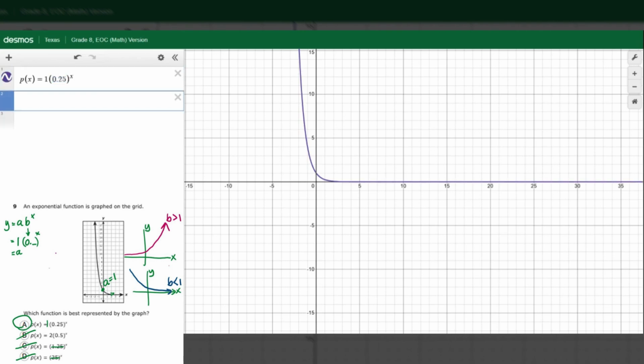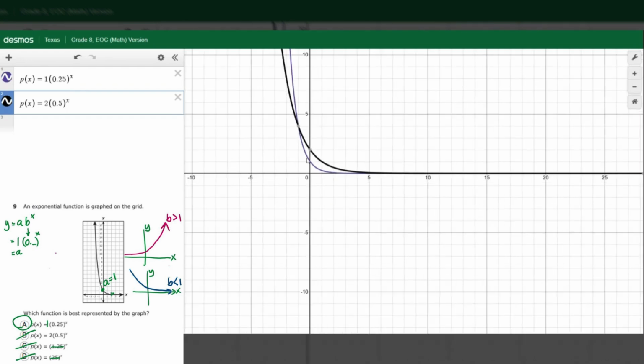But let's verify with the other options. Letter B says P of x equals 2 times 0.5 raised to x. The color is black, so the intersection is 2, but the graph doesn't look like that.